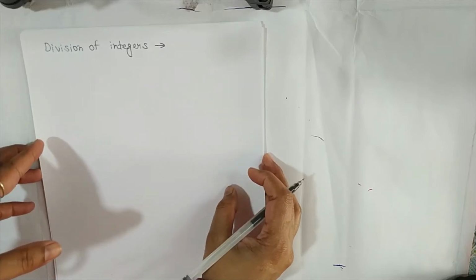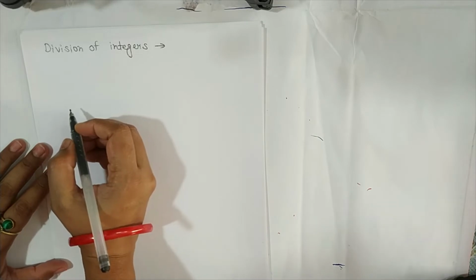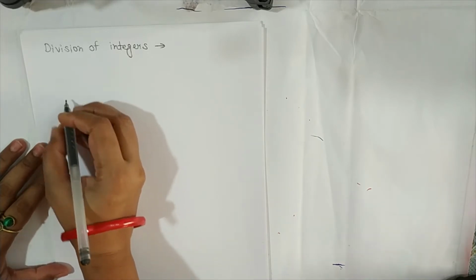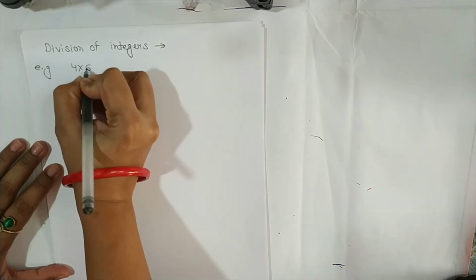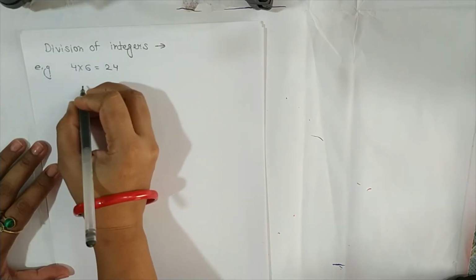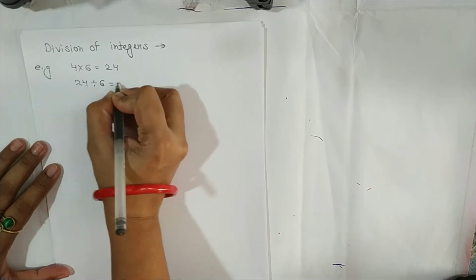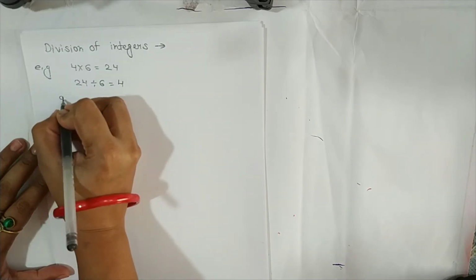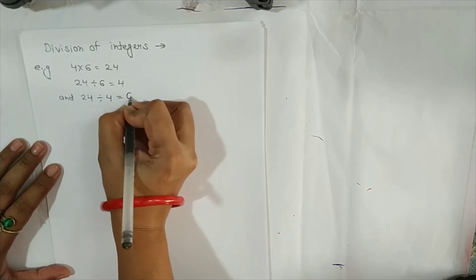In this video we will learn division of integers. So we know that division is the inverse operation of multiplication. For example, 4 times 6 is equal to 24. So 24 divided by 6 is equal to 4, or 24 divided by 4 is equal to 6.